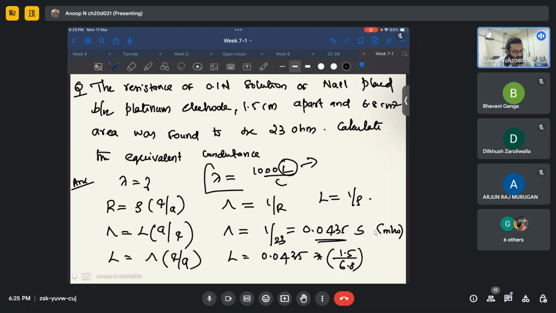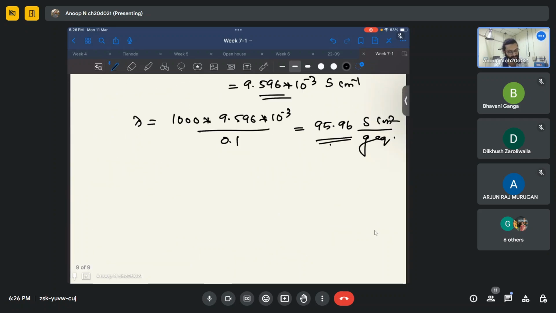So this also you have to just remember how the equivalent conductance can be calculated. If C is in molarity, 1 molar, 0.1 molar, etc., you will directly get it in the unit of Siemens centimeter square per mole. So like that you will get. That's fine. It's direct questions.